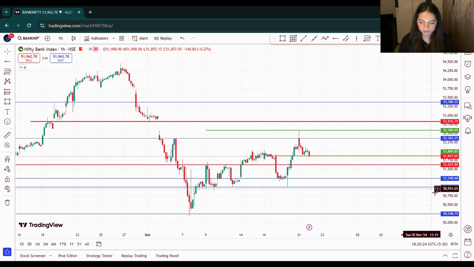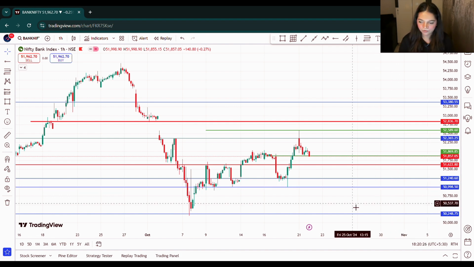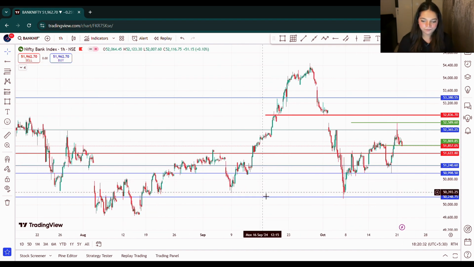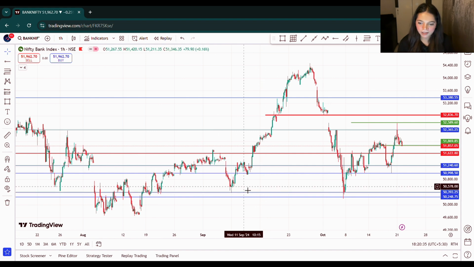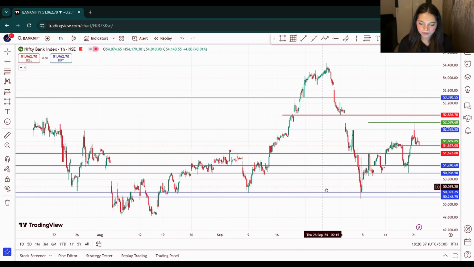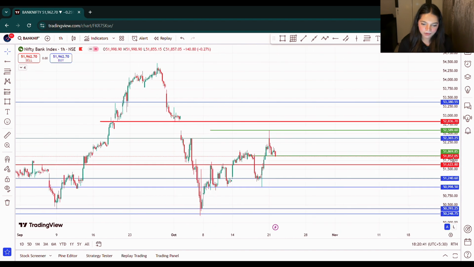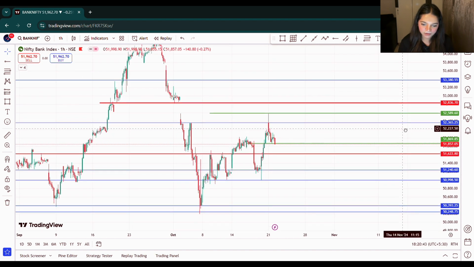These are the important levels in Bank Nifty, if you would like to note them down. And apart from that, in Bank Nifty, we are seeing there is a channel forming here. So there are so many touch points getting created.